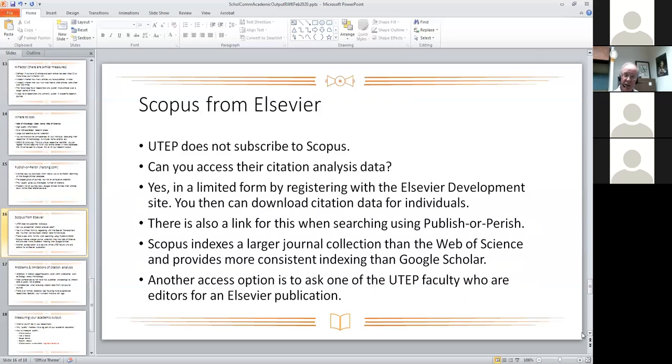Another access option for Scopus is a number of UTEP faculty are editors for an Elsevier publication. If you know one that is, they probably have individual access to Scopus because they use it while they're doing their editorial reviews for Elsevier.